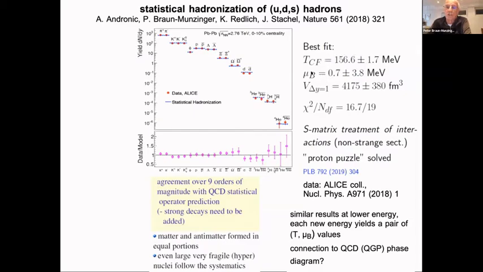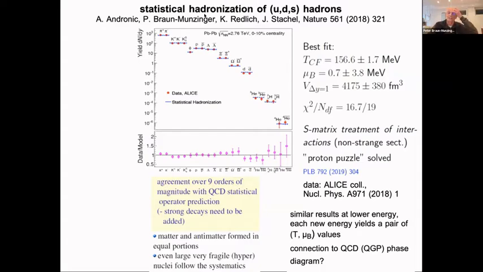Now, it is important to recognize that matter and antimatter are produced in the same proportions. That also implies that very fragile anti-nuclei like the hypertriton are produced at the parent temperature of 156 MeV. There is still a very big and interesting discussion going on in the community as to what in detail that means. I'll give you my take on it in a little bit.